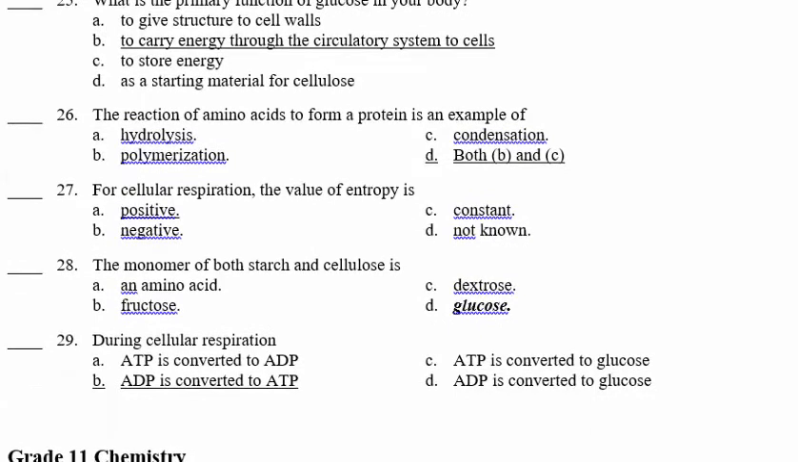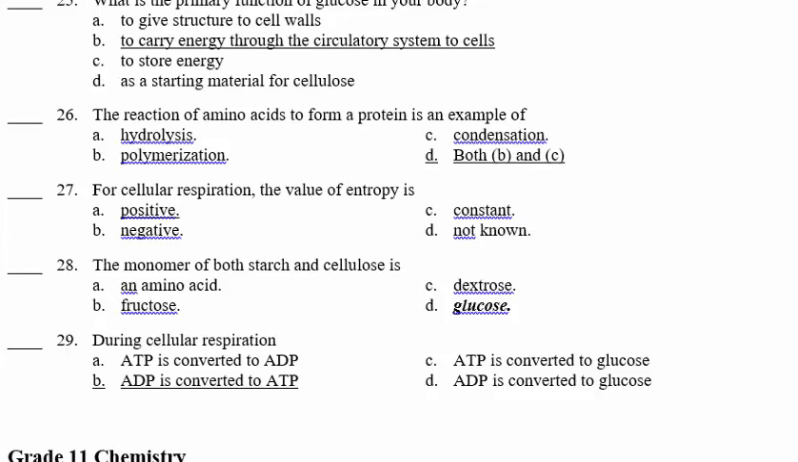27. For cellular respiration, the value of entropy is... so what is entropy? Remember 2 years ago we were learning about entropy, and we said that entropy is the measure of a system's thermal energy. So it is a measure of the amount of heat present in a system. For cellular respiration, the value of entropy is positive, meaning that there is a production of energy.